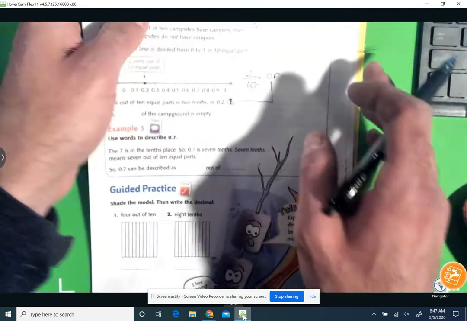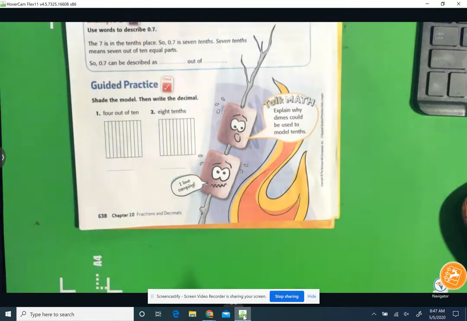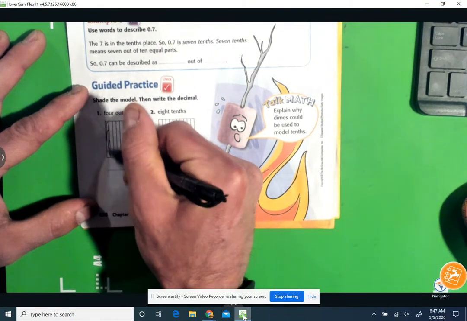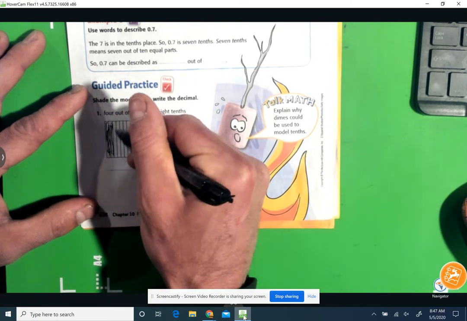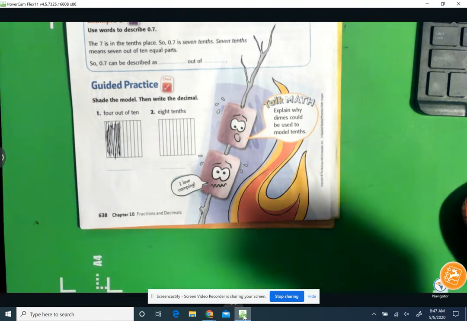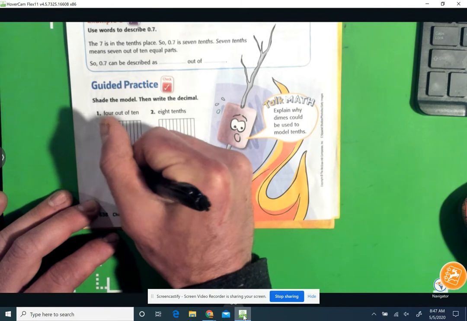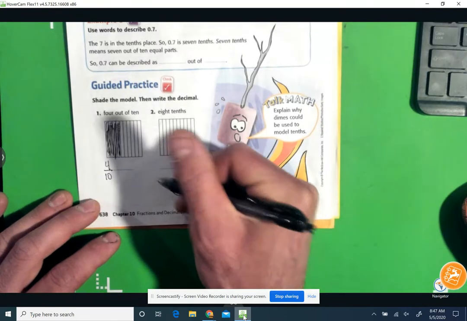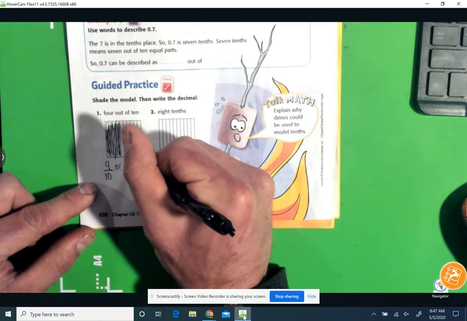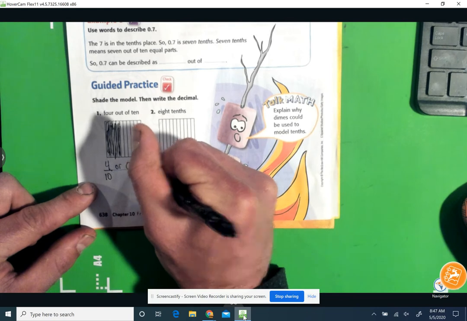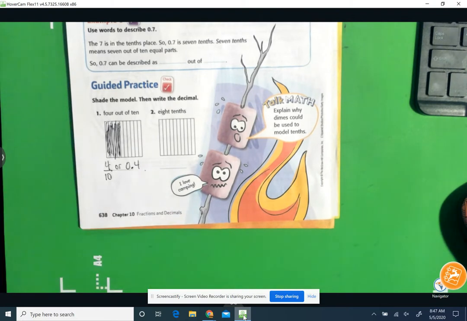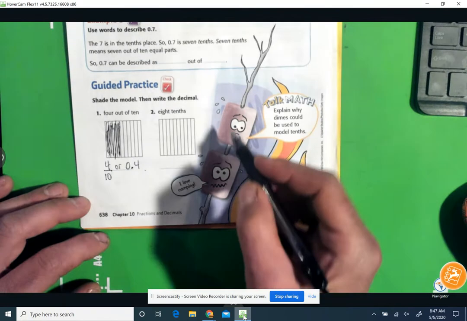Let's take a look at guided practice number 1, 4 out of 10. Okay, so, whoa, 4 out of 10. Color it. 1, 2, 3, and 4. So if I have 4 out of 10, I have 4/10. Or, because it's less than one whole, but greater than 0, I can put a 0 in the ones place, add my decimal point, and put my 4 down. 4/10.